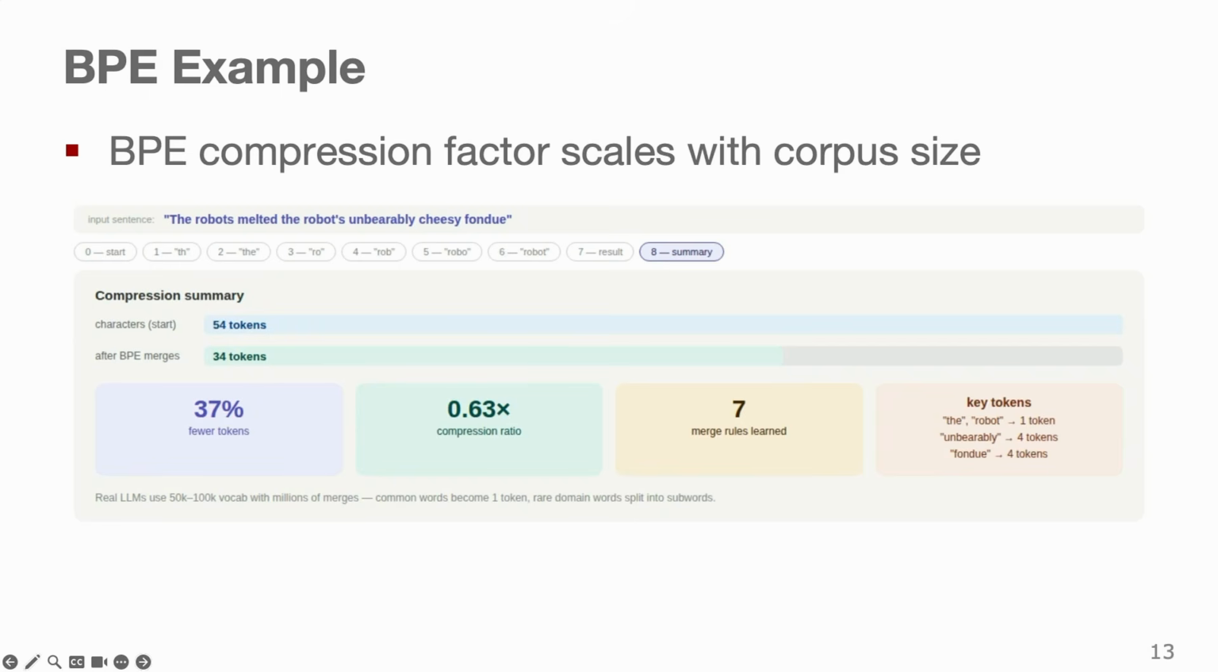One key detail that you should know about BPE is that the compression factor scales with your corpus size. The more data you train your BPE tokenizer on, the more common patterns will get merged, the shorter your sequences will become, and therefore the more efficient your transformer. So modern LLMs train on internet-scale data, maybe with a vocabulary of around 100K tokens, and you'll get 3 or 4 times compression rates compared to this example.